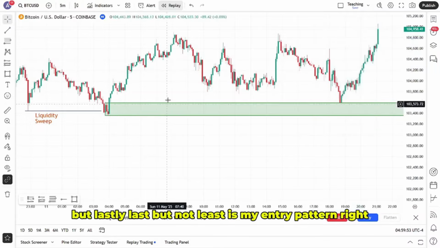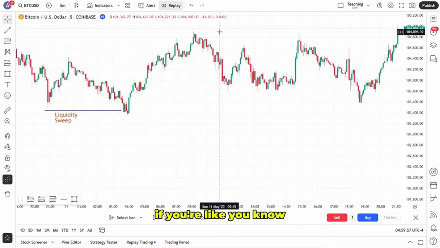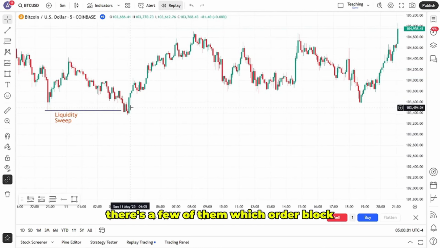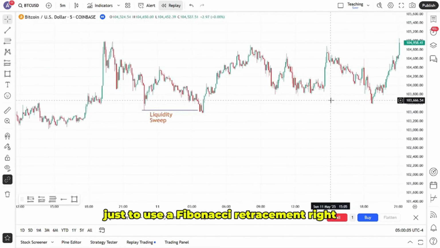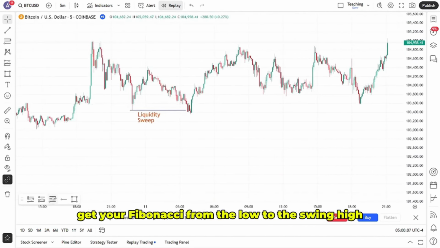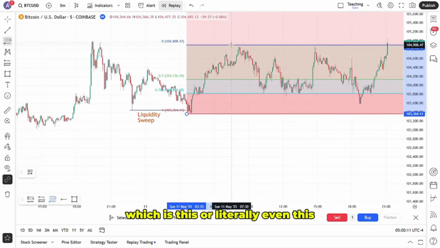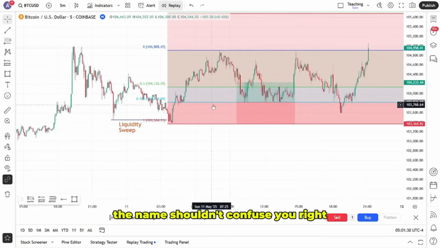But last but not least, is my entry pattern, right? If you're like, hey Atif, what fair value gap do I take? There's a few of them. Which order block? Should this be an order block or that? I would strongly recommend just to use a Fibonacci retracement, right? Get your Fibonacci from the low to the swing high, which is this, or literally even this, but this is the highest high, right, after the sweep, so we don't use this one. The name shouldn't confuse you, right?